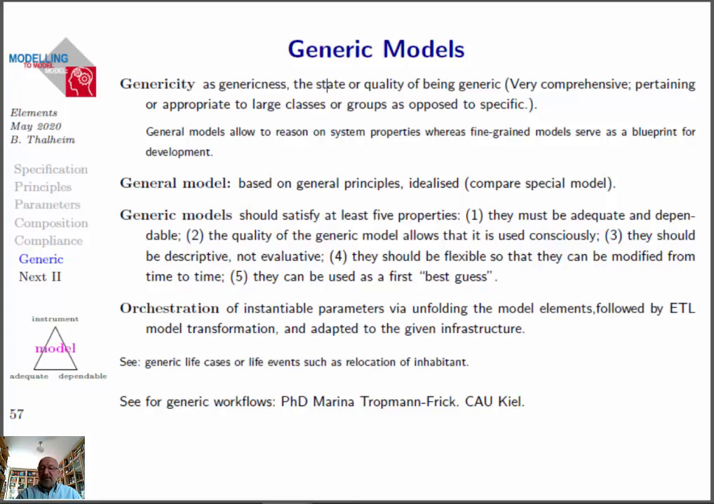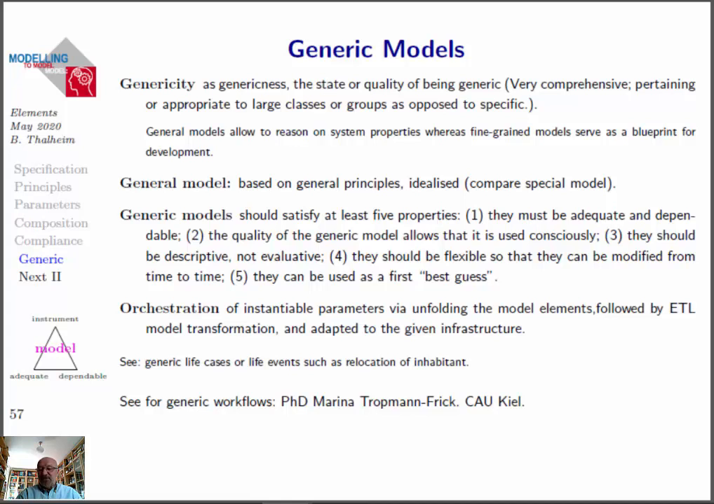A generic model is a bit different. It combines anything that we know so far, and for this reason it should have at least 5 main properties. They must be, of course, adequate and dependable. The quality of the generic model is well defined, so we can use it consciously. The property should be descriptive and not evaluative. That means we should have a real description of the properties. And they should be really flexible so that we can modify the model from time to time. And for this reason, the generic model is something like a first best guess.